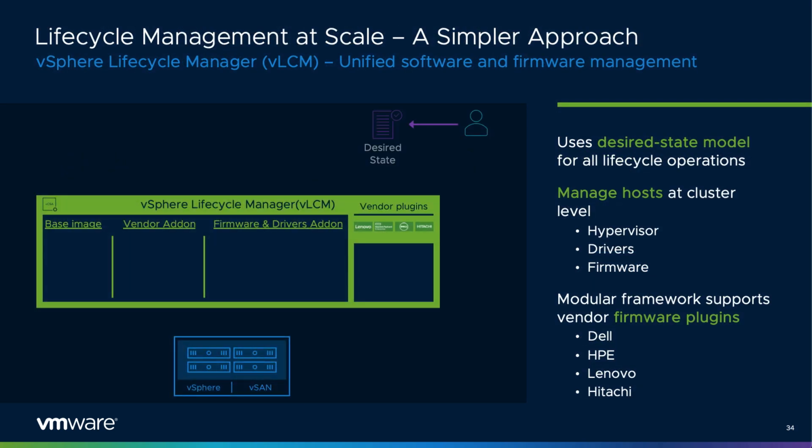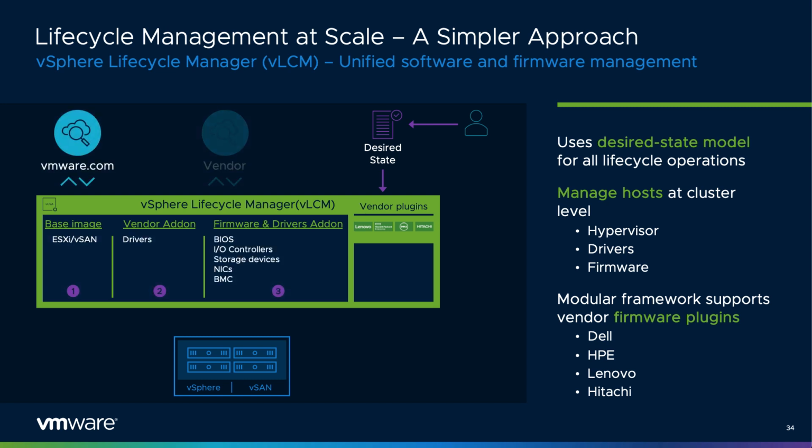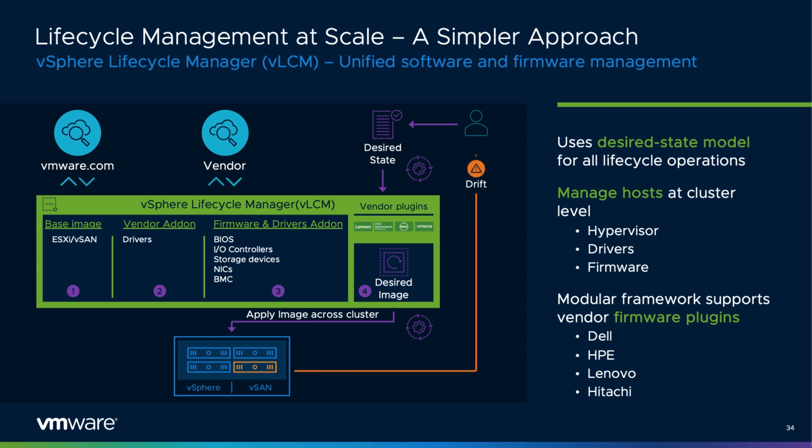vSphere 7 introduced an entirely new solution for unified software and firmware management that's native to vSphere. Enhanced through vSphere 7 Update 2 and Update 3, the vSphere Lifecycle Manager is the next-generation replacement to vSphere Update Manager, or VUM, and is built off of a desired state or declarative model. VLCM provides lifecycle management for the hypervisor and the full stack of drivers and firmware for the servers powering your data center. This is a powerful new approach to creating simplified, consistent server lifecycle management at scale. The modular framework of VLCM enables vendors to provide their specific lifecycle updates through our framework using a plugin that is easily installed by the customer.